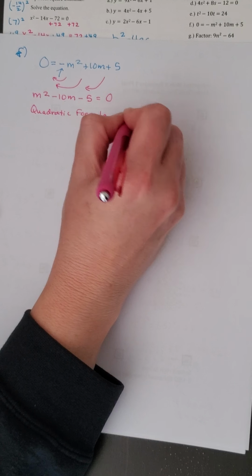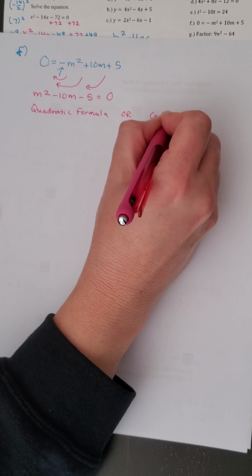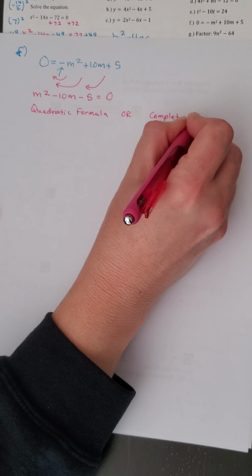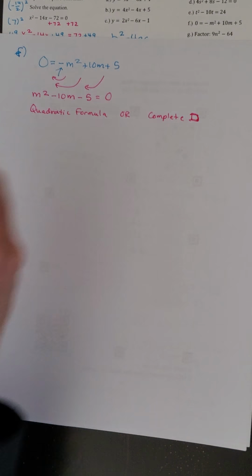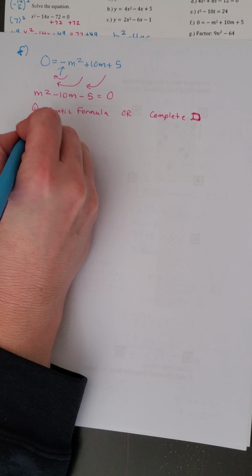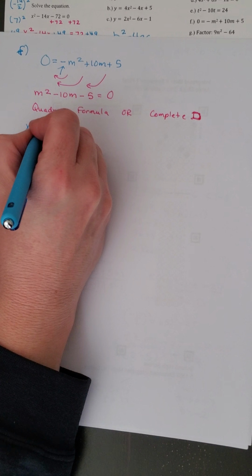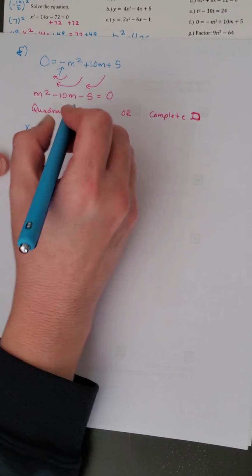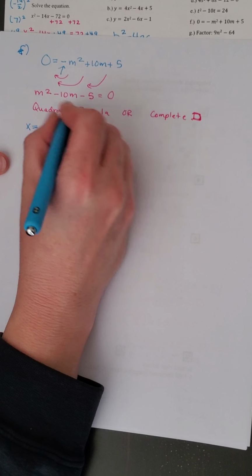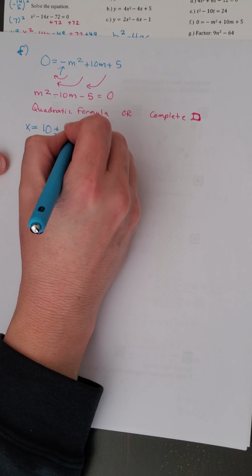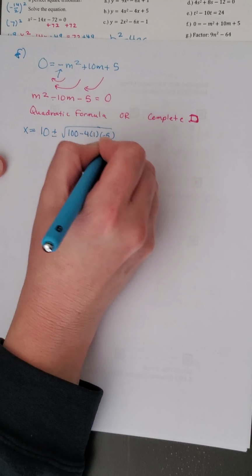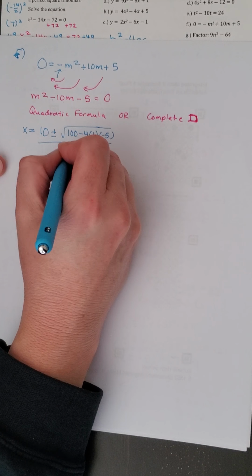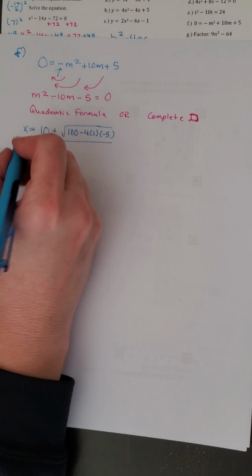Or I could use complete the square, either one. But I think most students would just pick the quadratic formula. So I'm going to do quadratic formula. X equals negative b, negative 10 is 10, plus or minus the square root of negative 10 squared is 100, minus 4ac, and watch your signs here, all over 2a, and a is 1.